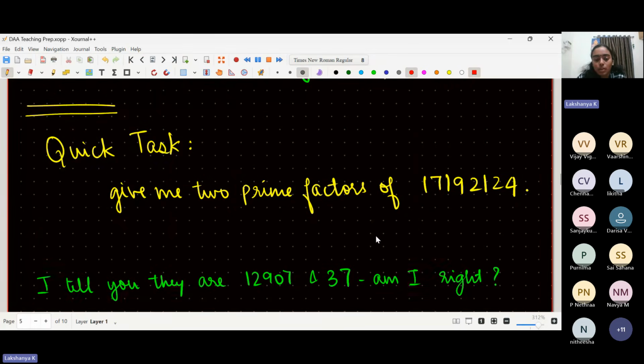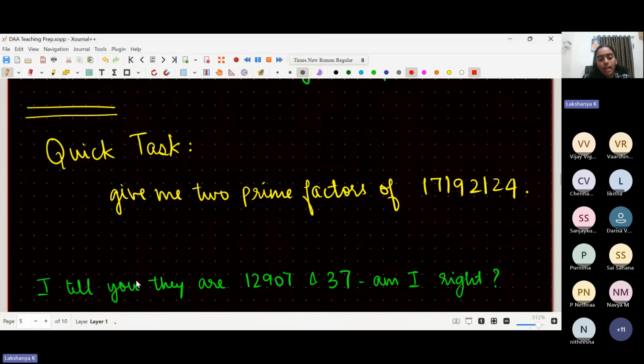Right. So now look at the question in green. So I tell you it is this. Am I right? So now, how will you check this? You will multiply these two numbers and you will check if the product is this big number here, right?